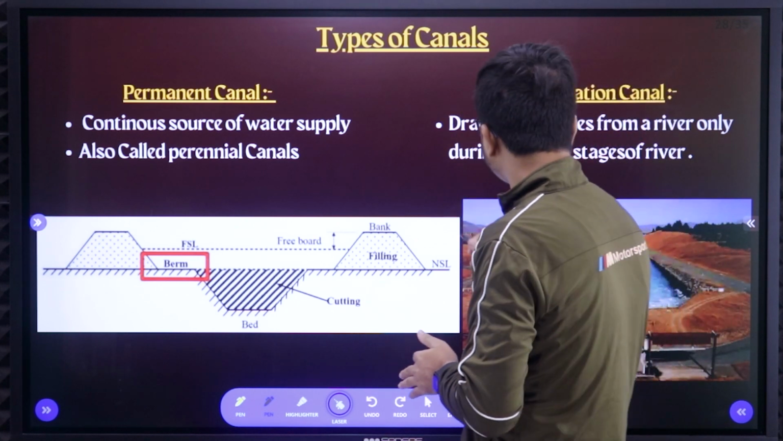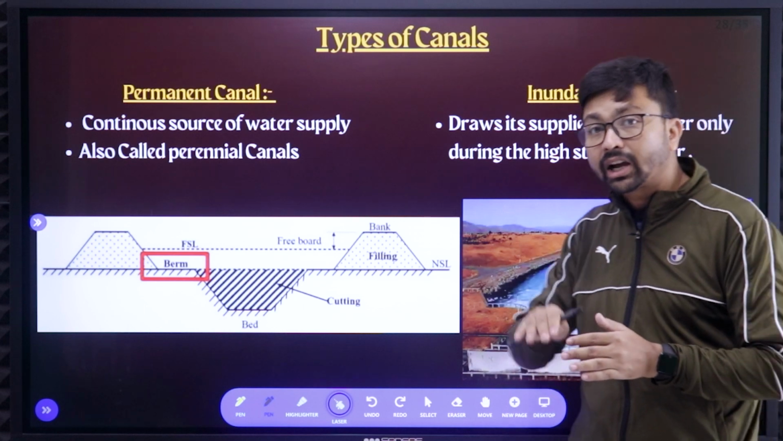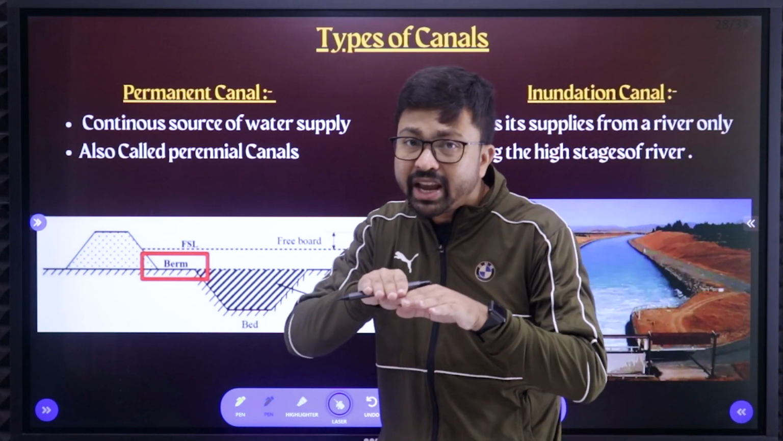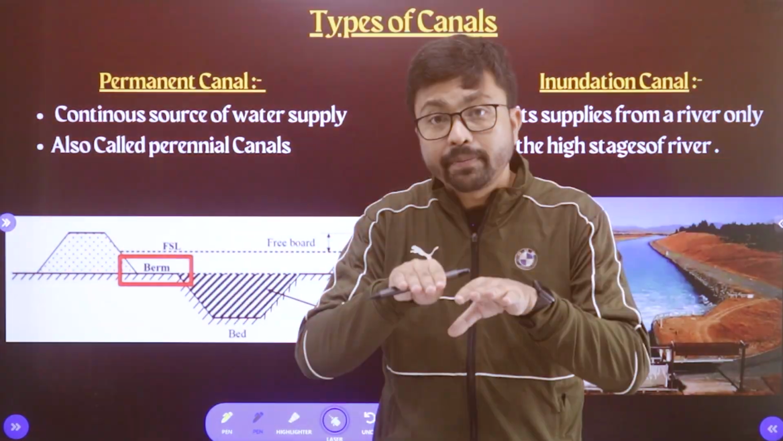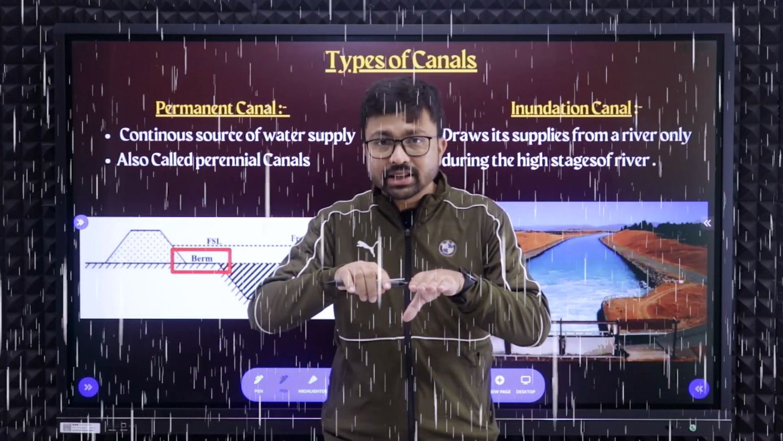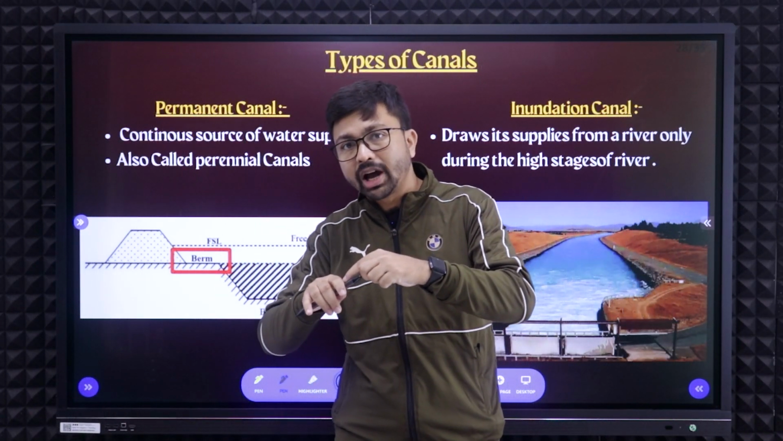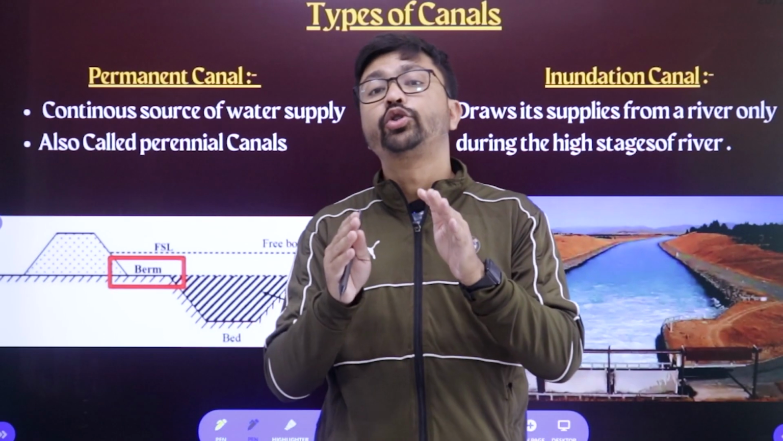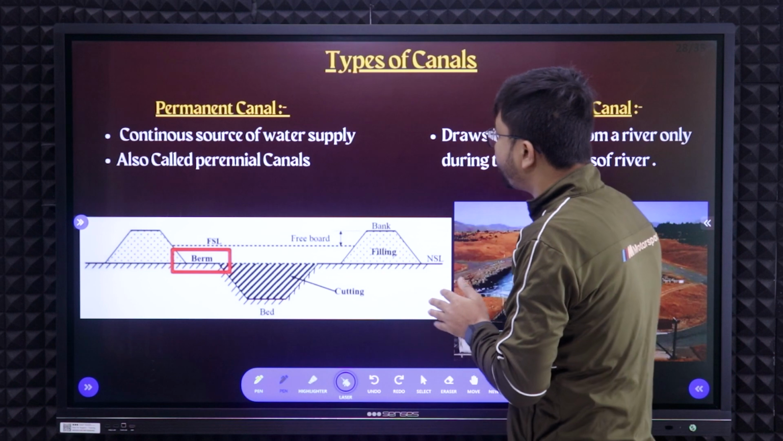Now, the inundation canals are a very simple method. Remember one thing: the canal depth will be just according to the river water level. During the rainy season, the river water level increases, and that water comes through the canals. So there we don't need to build any dam or any such construction. That is the inundation canal.